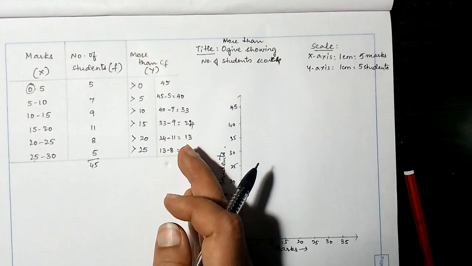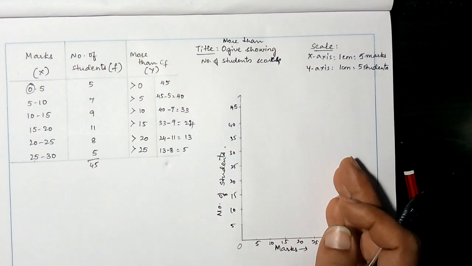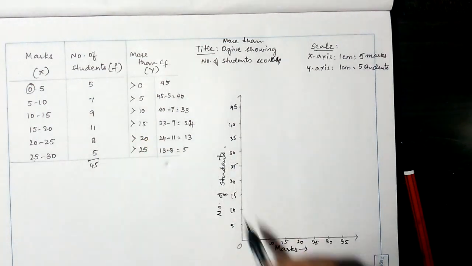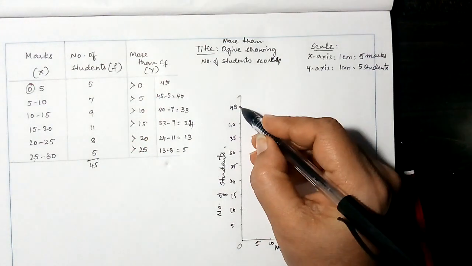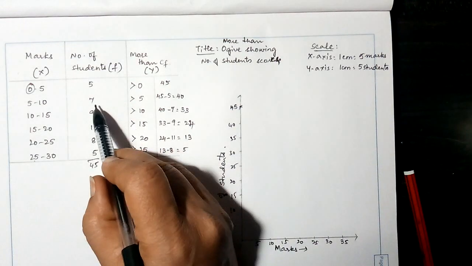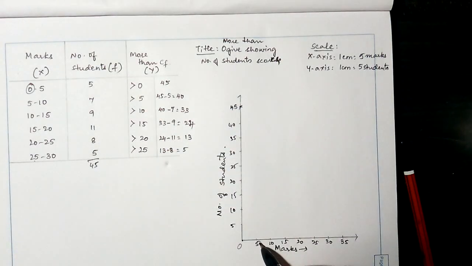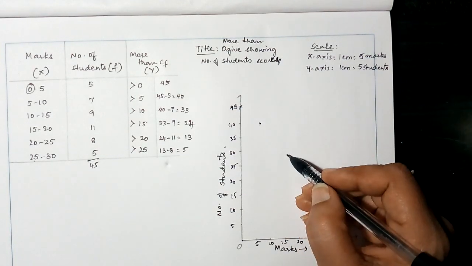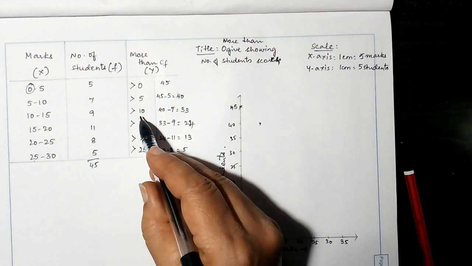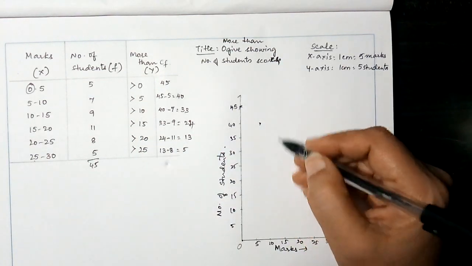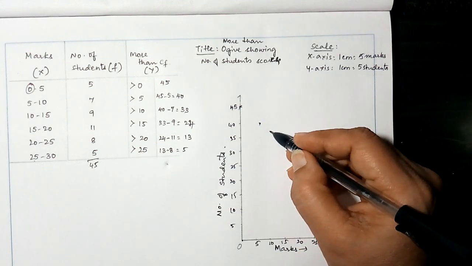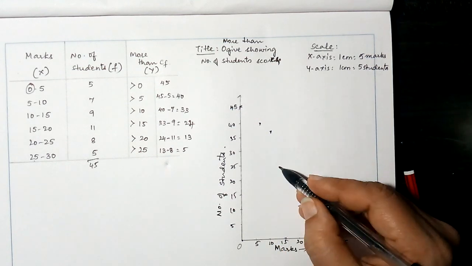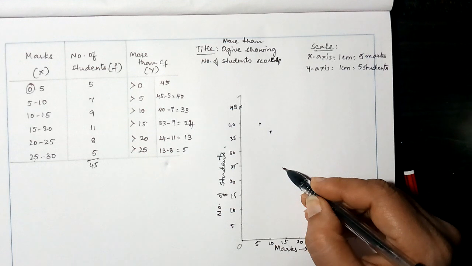Now we will plot this cumulative frequency on the graph here. So we now see more than 0 is 45. So more than 0 will be 45. So it is here. Then more than 5 are 40. So more than 5 is here, which will be equal to 40 here. Okay. Then more than 10 would be 33. So this will be somewhere here. More than 10 will be 33. More than 15 is 24. So 25 is here. So we will have 24 somewhere here.